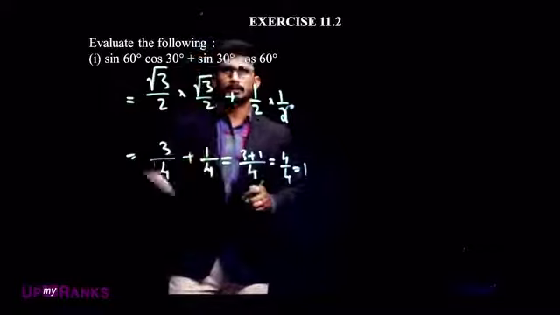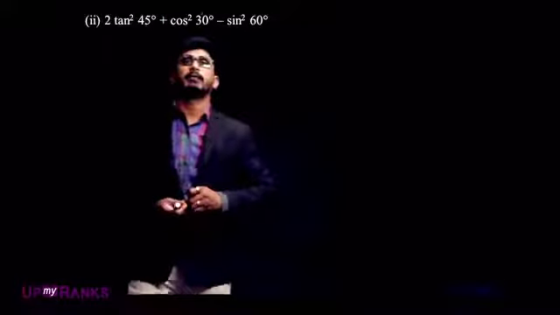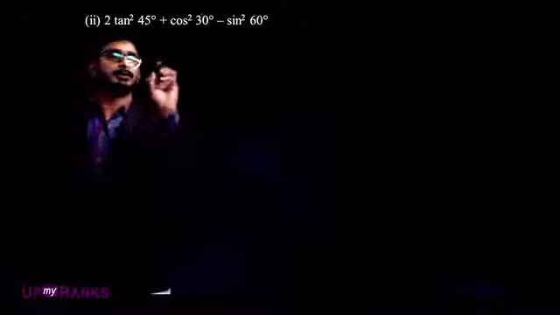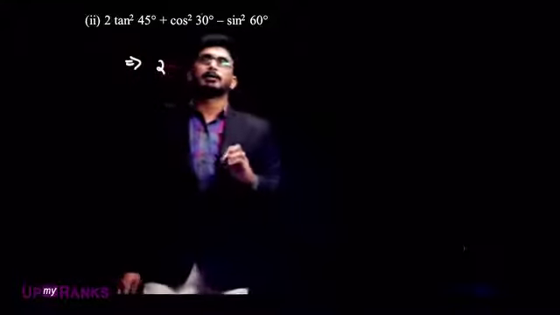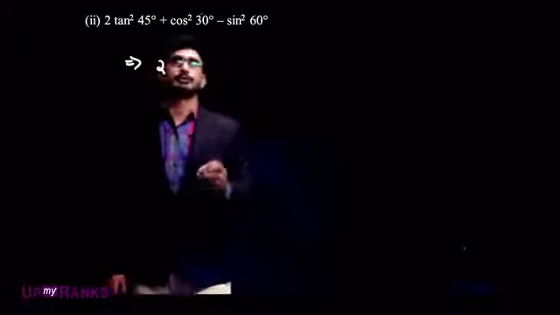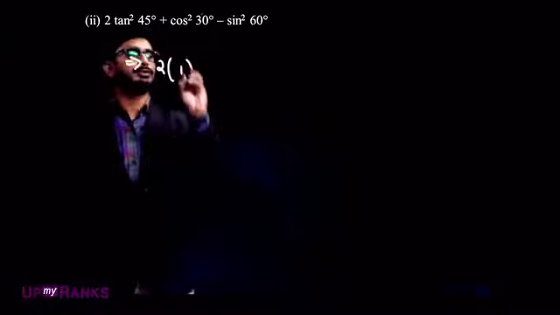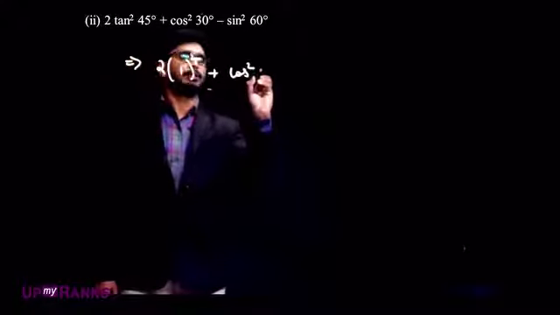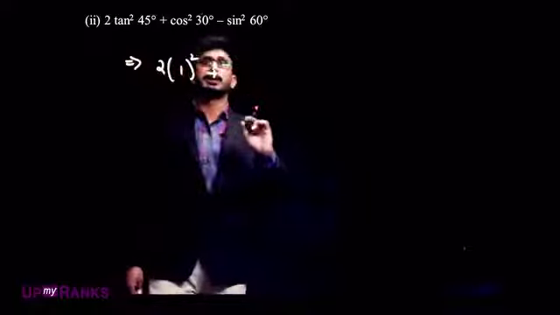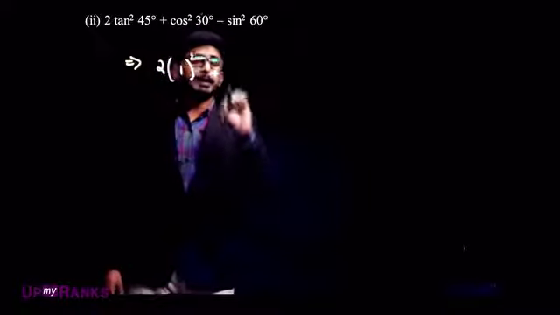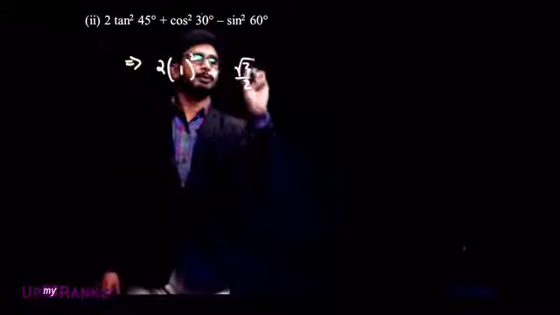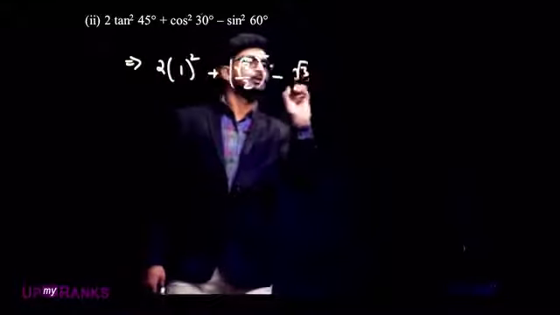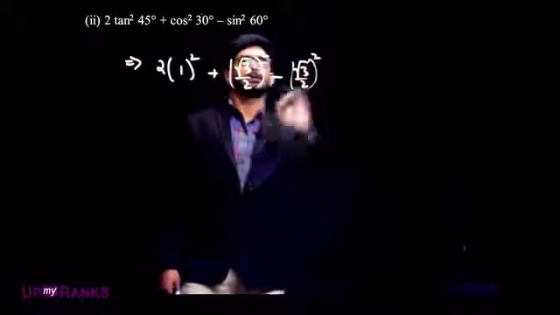So this is very easy. Let's move on to the next problem now. So now we have 2 into tan square 45. So how do we do it? What is tan 45, children? Tan 45 is 1, whole square, plus cos square 30. Cos square 30 is nothing but root 3 by 2 square, minus sine square 60 again, which is root 3 by 2. Sine 60 is root 3 by 2.